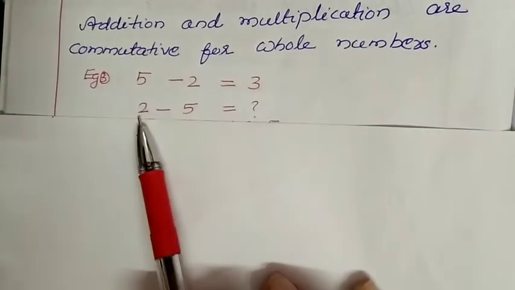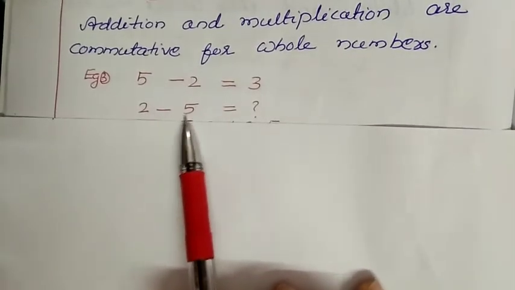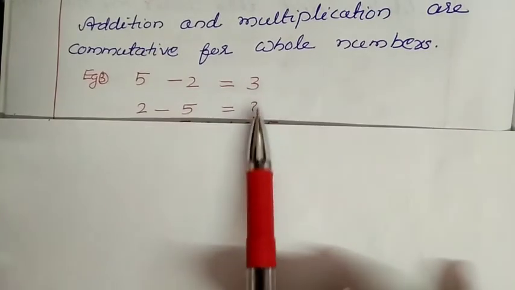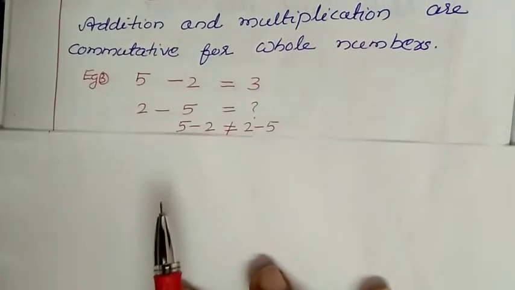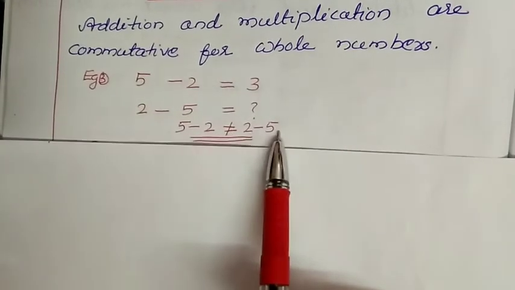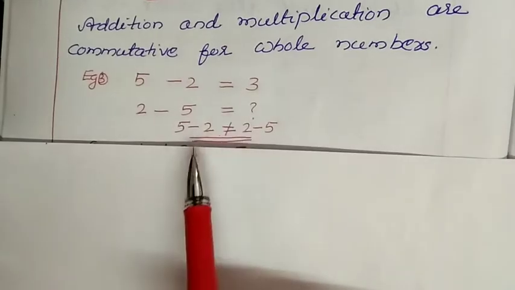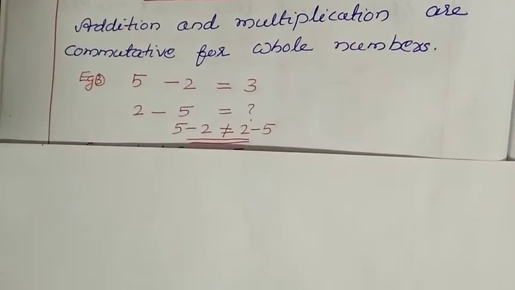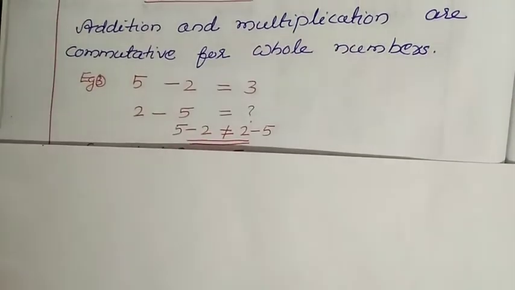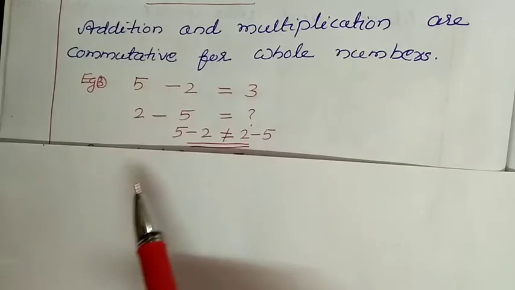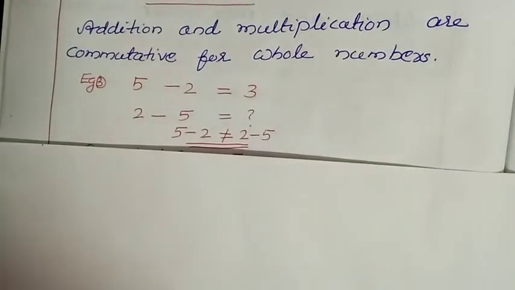We cannot subtract 2 minus 5, otherwise its answer is negative 3. These two are different answers. So we say that 5 minus 2 is not equal to 2 minus 5. These are two different answers. In the case of subtraction, order is very important. So the commutative property is not satisfied by subtraction.